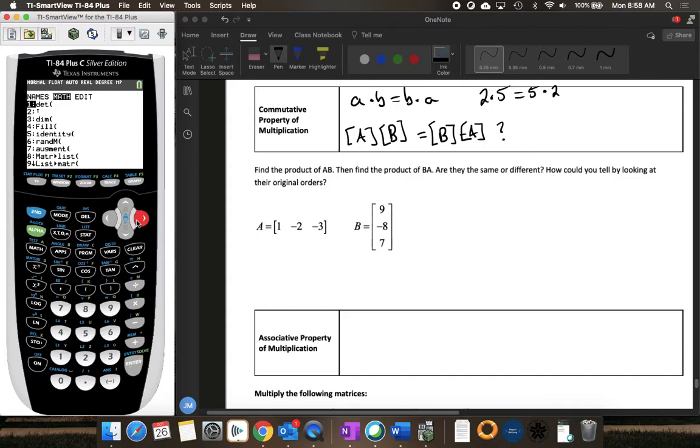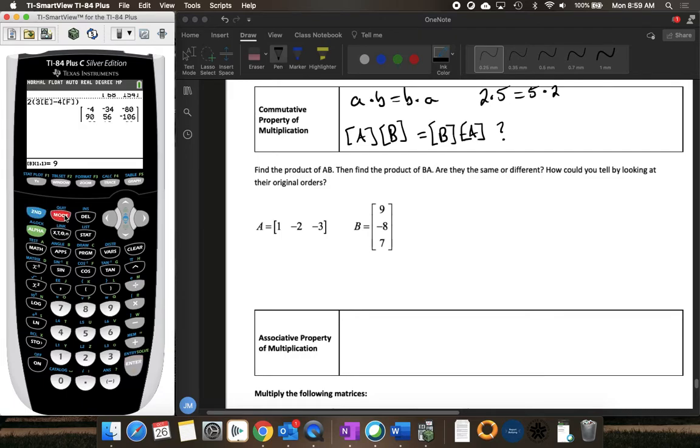So we'll go over and edit matrix A to now being 1 by 3. So that would be 1 row by 3 columns, and the numbers are 1, -2, and -3. We'll then type in matrix B. So back into the matrix menu, over to edit, and this time for B, we're going to want that to be a 3 by 1 matrix, and the numbers are 9, -8, and 7.